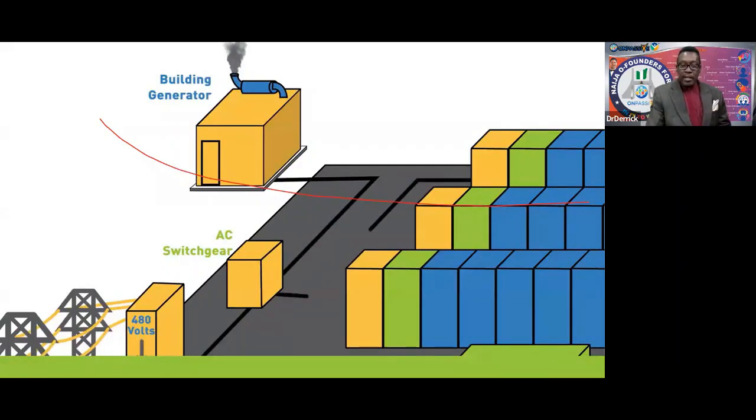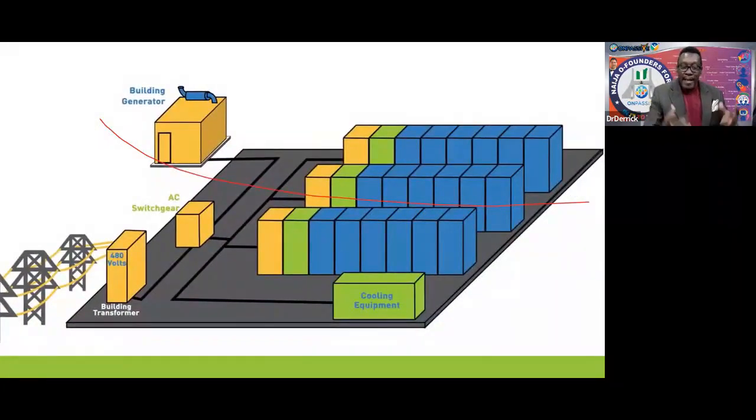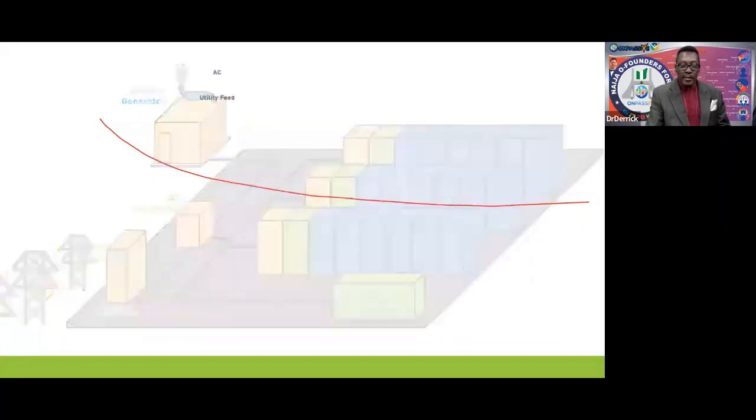The generator takes a little while to chip in. And so this is when the UPS takes over, between when the power outage happens and when that generator fully comes on to run the entire data center. The equipment to bridge the gap, of course, we said, is the UPS.